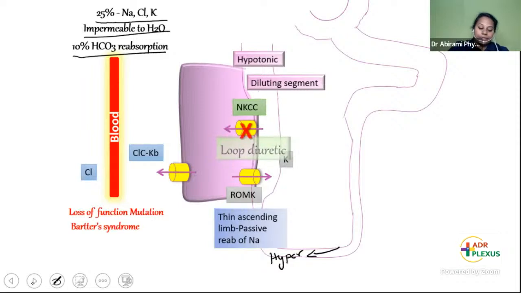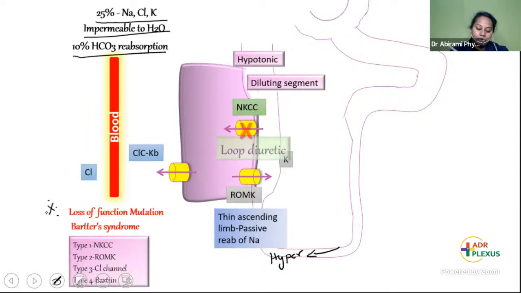Important clinical application. Loss of function mutation of these channels in the thick ascending limb results in Bartter syndrome. There are 4 types of Bartter syndrome. Type 1 Bartter, mutation of NKCC, the sodium, potassium, chloride channel. Type 2 Bartter, ROMK mutation, renal outer medullary potassium channel mutation. Type 3 Bartter, chloride channel mutation, the CLC-KB chloride channel mutation. Type 4, Barttin mutation. What is Barttin? Barttin is a protein which is important for formation of these channels. So when Barttin is mutated, it is called type 4 Bartter. So this is about Bartter syndrome.